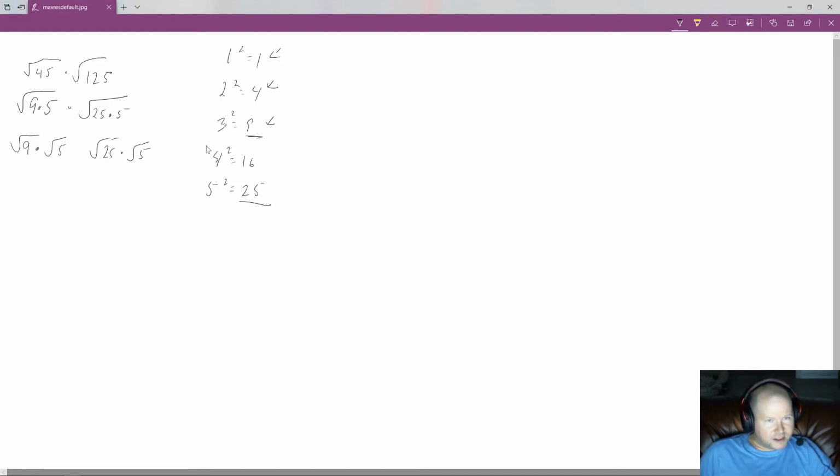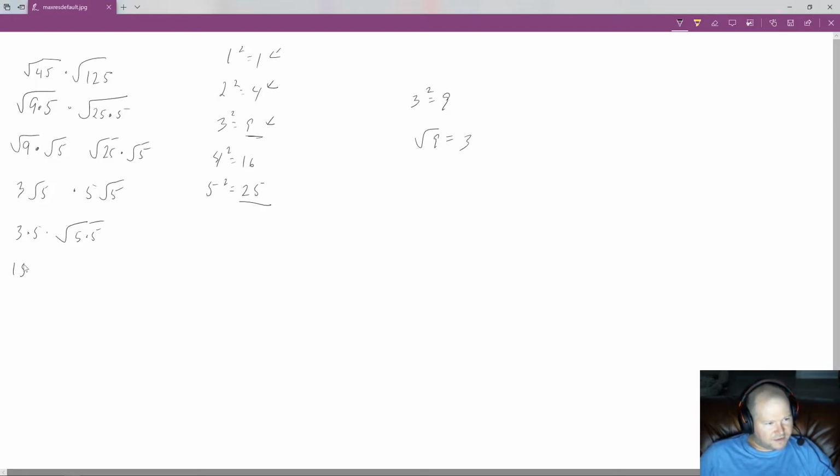The square root of 9 is 3 because 3 squared is equal to 9. Therefore, the square root of 9 must be equal to 3. So that would give you 3 square roots of 5 times 5 square roots of 5. Now we can multiply these both together. We can multiply the stuff on the outside together, so 3 times 5. Multiply the stuff on the inside together, which would be 5 times 5.